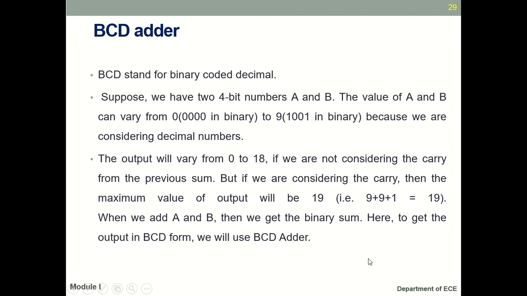Here, to get the output in BCD form, when you add A and B, which are in BCD form, you will get the binary value. But to get the output also in BCD form, what procedure should be followed, what number is to be added, and what considerations we have to take into account is dealt with here.